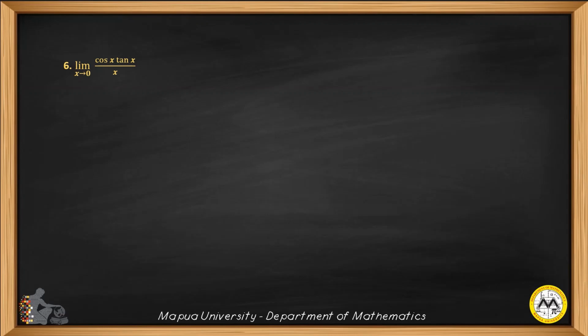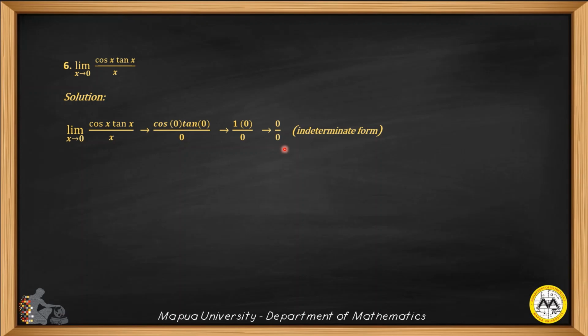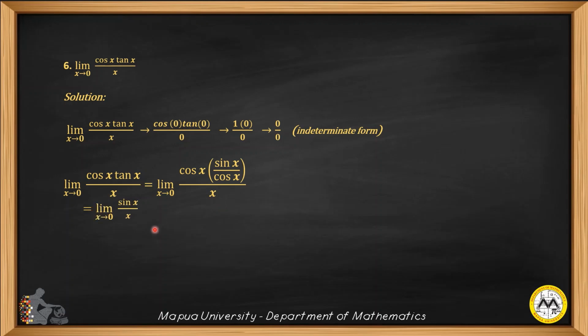Consider evaluating the limit of cosine x tangent x divided by x as x approaches 0. Here, the initial investigation of the limit again will give us an indeterminate form 0 divided by 0. Now, if we simplify the expression cosine x times tangent x divided by x by replacing tangent x with the quotient identity sine x divided by cosine x, we end up evaluating the limit of sine x divided by x as x approaches 0.